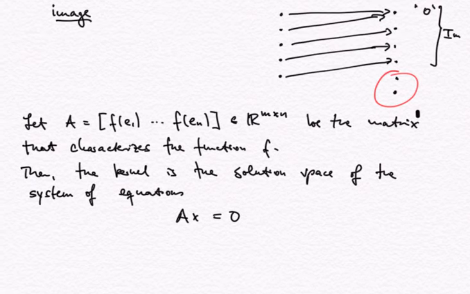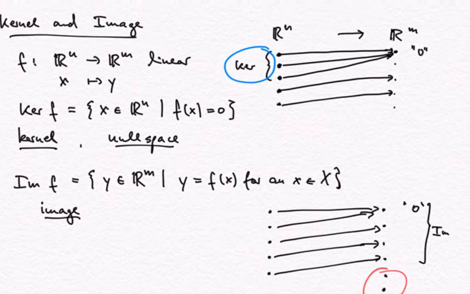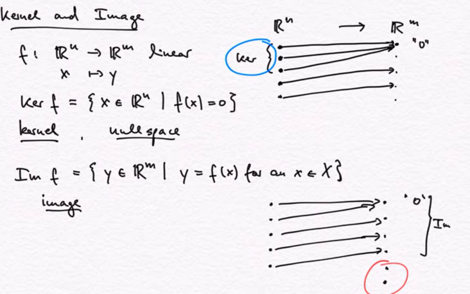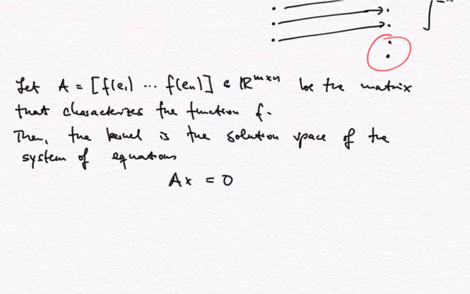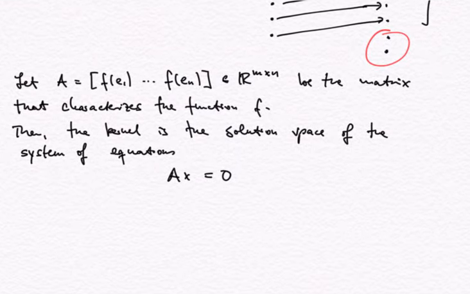Because it consists of all the elements x that are being mapped to 0. And being mapped to 0, as we saw, is tantamount to resulting in 0 in the matrix multiplication of A times x.